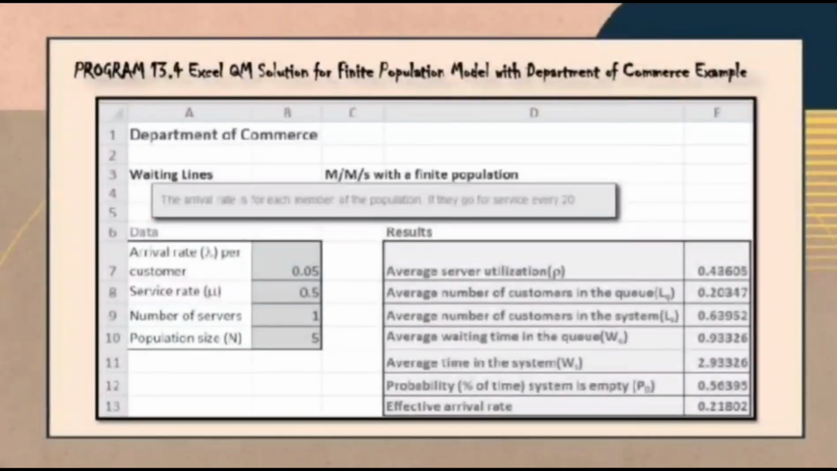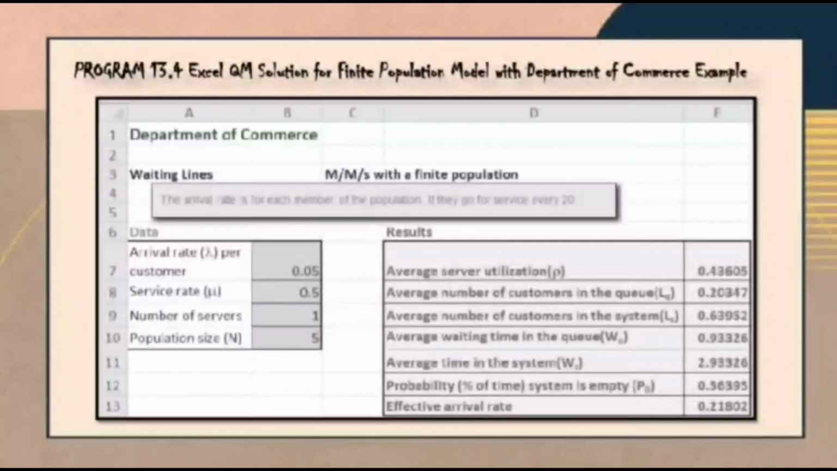Next is, as you can see in this slide, pinapakita naman dito yung solution sa finite population ng Department of Commerce. So, andito na yung mga given variables natin with its value. Andito na rin yung mga average server utilization, average number of customers in the queue, average number of customers in the system, and so on and so forth.